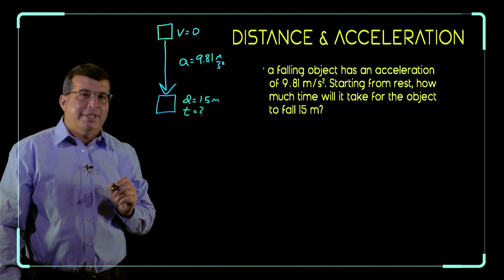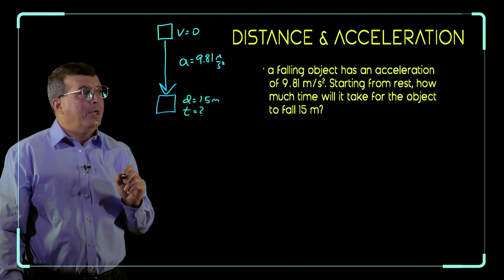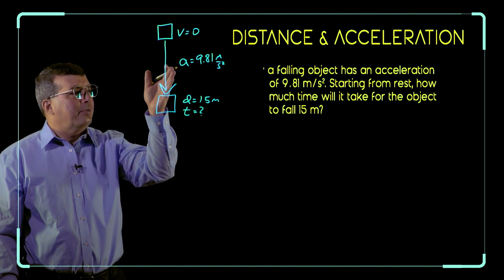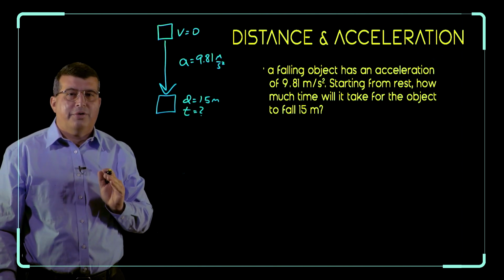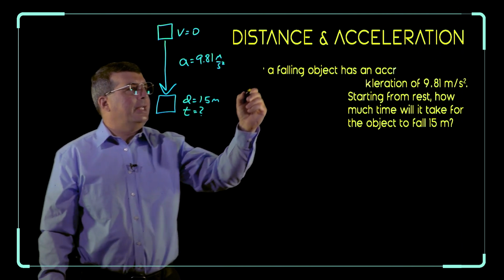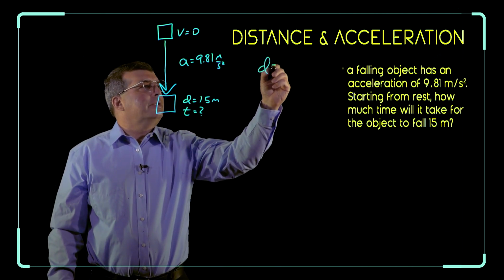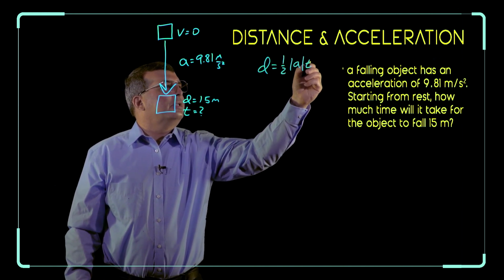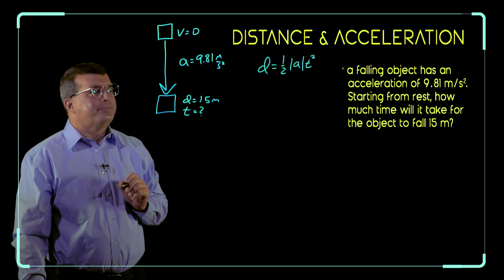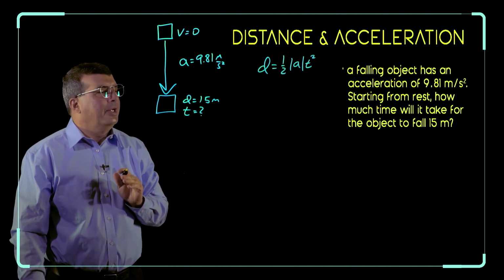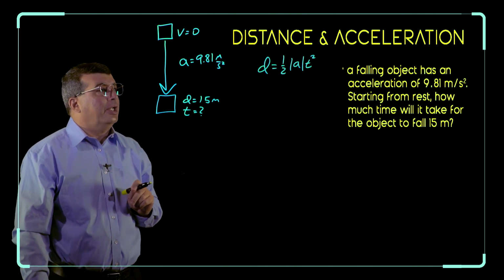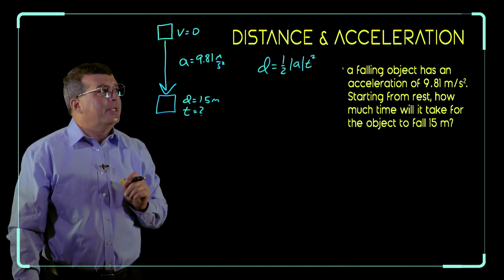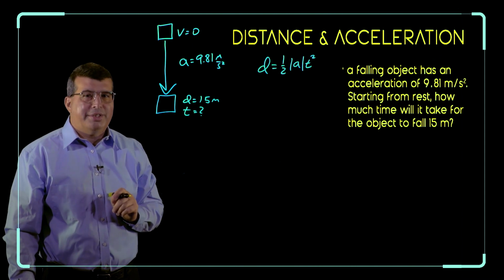Well, our equation is the same. It is the exact same equation. We have an equation relating distance, acceleration, and time if you're starting from rest. Distance is equal to 1/2 the absolute value of the acceleration times time squared. Same equation, but now we are not looking for distance. We're looking for time. What that means is that we're going to have to rearrange our equation.